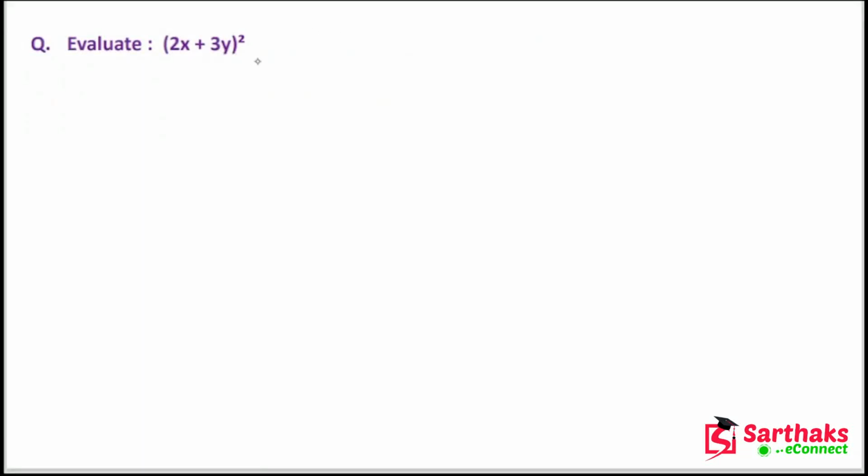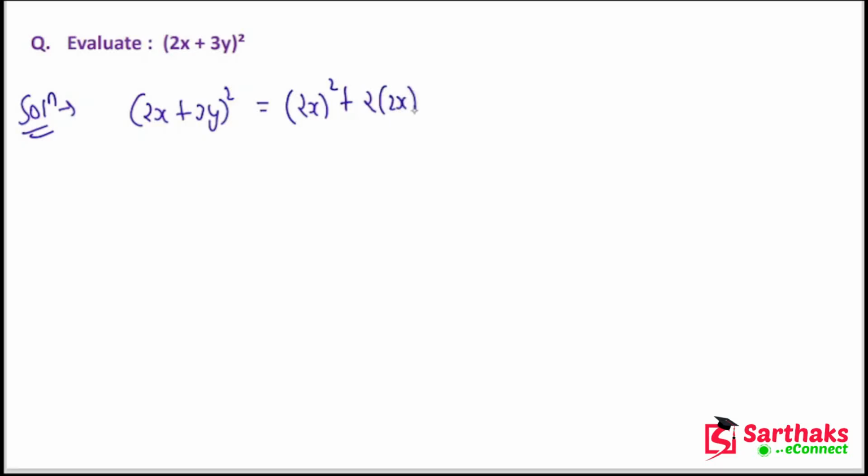So we have to evaluate 2x plus 3y whole square. Now it is 2x plus 3y into 2x plus 3y. I can write it as a product of binomials, but just to make it short, we will use the identity. That is why we are using identities, to make this product short. So 2x plus 3y whole square. Now let us compare to (a plus b) whole square, it will be a square plus 2 into a into b plus b square.